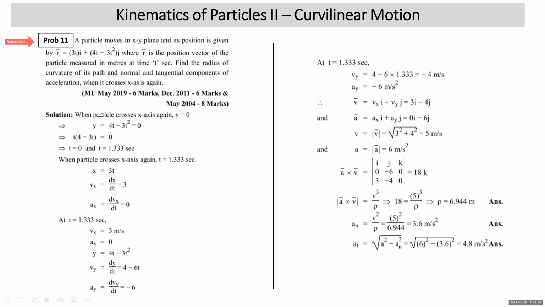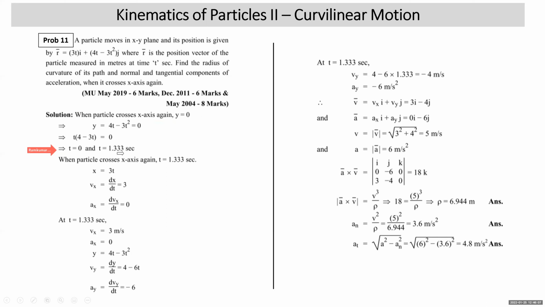And now he says in the last line, you have to find the radius of curvature and normal and tangential components of the acceleration when it crosses x-axis. So when the particle crosses x-axis, the y coordinate will be 0 or not. So he is asking you to find out all unknowns like radius of curvature, normal acceleration, tangential acceleration when the particle crosses x-axis again. So put y is equal to 0. If you put y is equal to 0, right, then you get two values of t. One is 0 and another is 1.33.